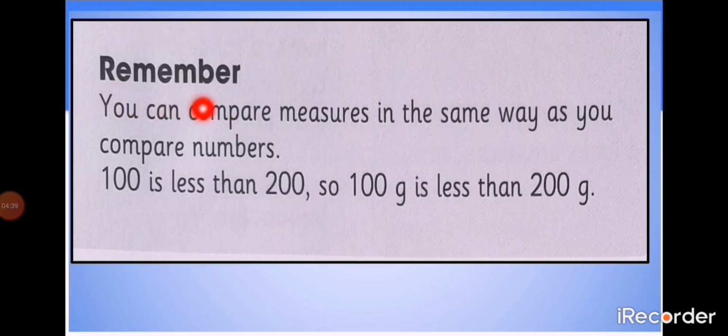Now before starting the work, you should remember these points. You can compare measures in the same way as you compare numbers. So measures and numbers will be compared in the same way. An example is here. 100 is less than 200. So 100 grams is less than 200 grams. So measures can be compared same as we compare the numbers.